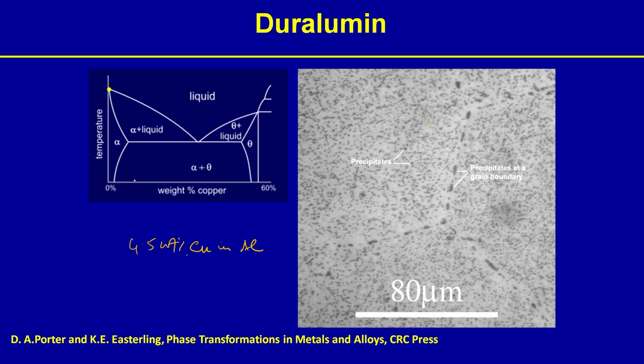If you have a very small amount of copper, it forms this precipitate, alpha plus theta. Alpha is basically aluminum, a solution of aluminum with a little bit of copper, and theta is basically CuAl2 or Al2Cu, but it is not only Al2Cu, there are many other variants of that which form as precipitates, and this gives you very good properties. That is why it is low density and gives you very good strength. That is why it is used.